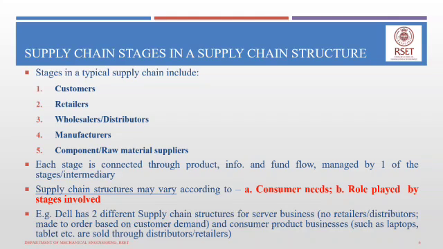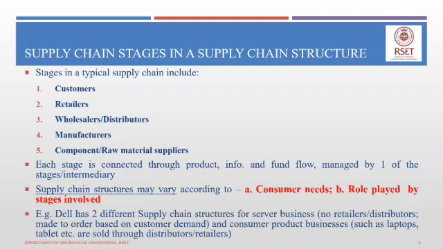And these flows are managed by either of these stages or a third party appointed to work on behalf of these two stages. So the supply chain structures may vary according to the consumer needs and the roles played by the stages involved. Okay. So if the consumer needs are very technical, very specific, which only the manufacturer themselves can understand, usually the retailers and wholesalers are avoided from the supply chain. Okay, so based upon the consumer needs and the nature of the product, the supply chain structure varies. Similarly, the role played by the stage involved.